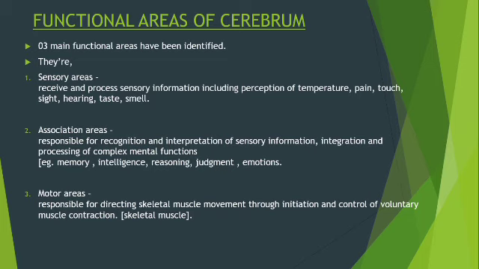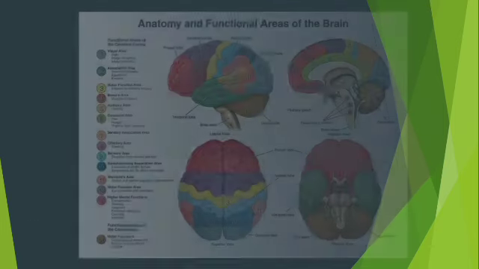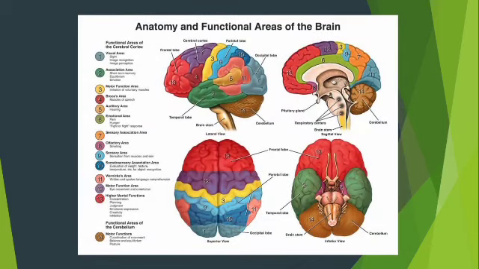integration and processing of complex mental functions such as memory, intelligence, reasoning, judgment, and emotions. Motor areas are responsible for directing skeletal muscle movement. Skeletal means voluntary muscles, through initiation and control of voluntary muscle contraction. So here you can clearly see the different functional areas of the brain colored in various colors.